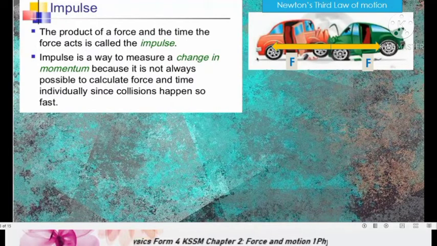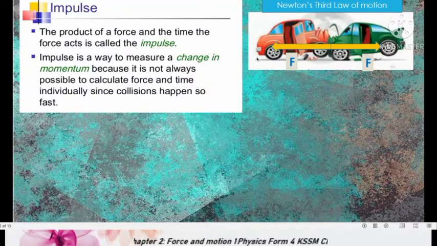When the 2 cars collide, you can see there is a force acting on the green car. At the same time, there is a force acting on the red car. The force acting on the green car is equal to the force acting on the red car. This can be explained by using Newton's third law of motion, which states that for every action there will be a reaction force, of the same magnitude but in the opposite direction.